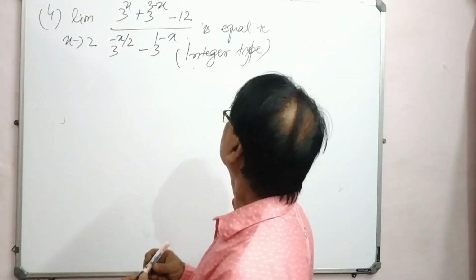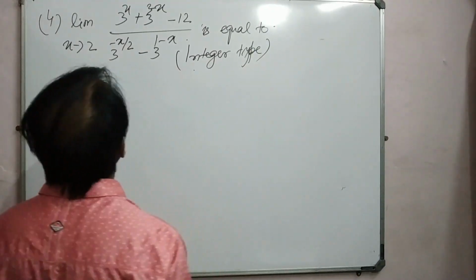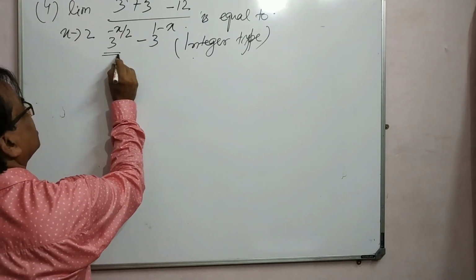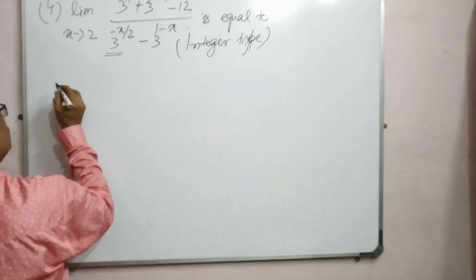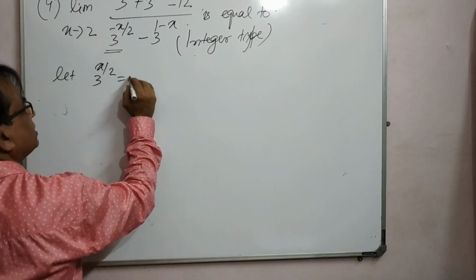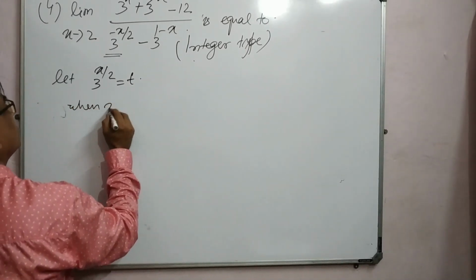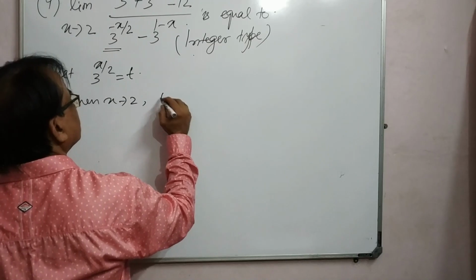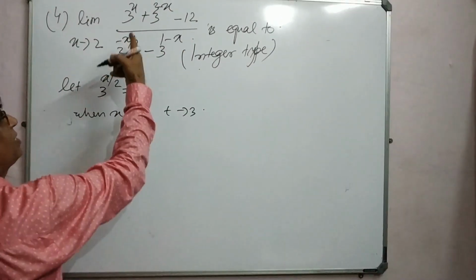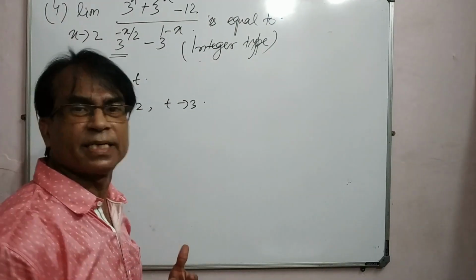The fourth problem, which is integer type. It is a limit question. If you see this numerator and denominator, we stop here, and what we do is we let 3 to the power x by 2 be equal to t. So when x tends to 2, what happens? t tends to 3. So we are changing this to a different variable, reducing the complexity.